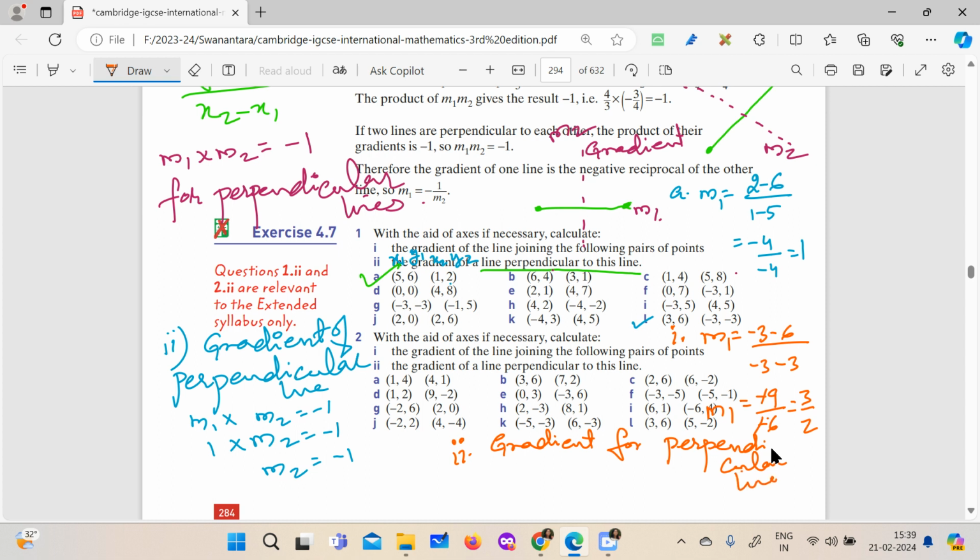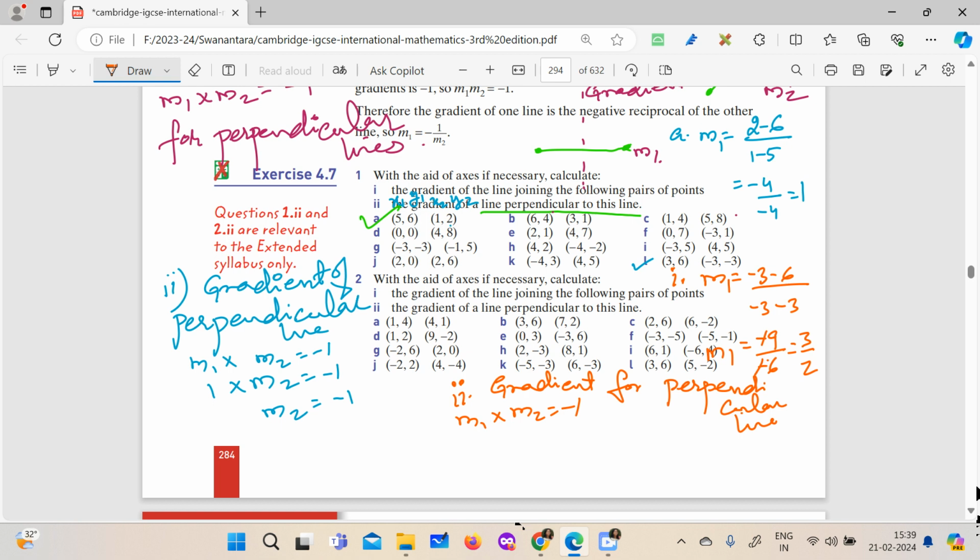So we follow the same rule, m1 times m2 is equal to minus 1. Whenever you are solving any question of this kind, try to write the rules so that you don't make any mistake. Then your m1 is 3 over 2 into m2 is equal to minus 1. So your m2 will be equal to minus 1 times 2 over 3, that is minus 2 over 3. Is this clear to you? Yes, miss. Okay. So all these questions are similar. Just there is a difference in the numbers, so you can practice them.